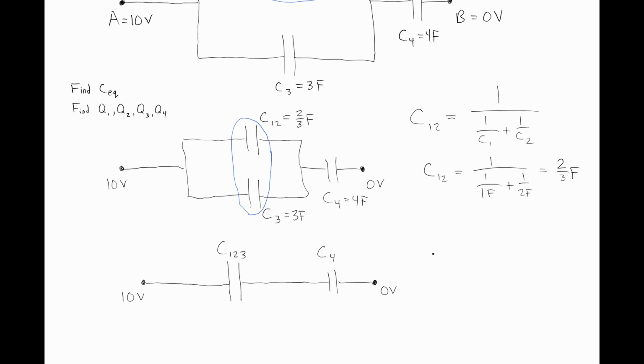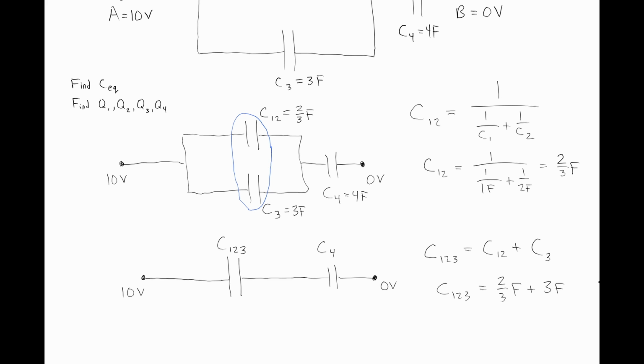Now the rule for parallel capacitors is we have to add their capacitances. So we'll have C12 plus C3. That's going to be 2/3 plus 3, which is 11/3 farad.